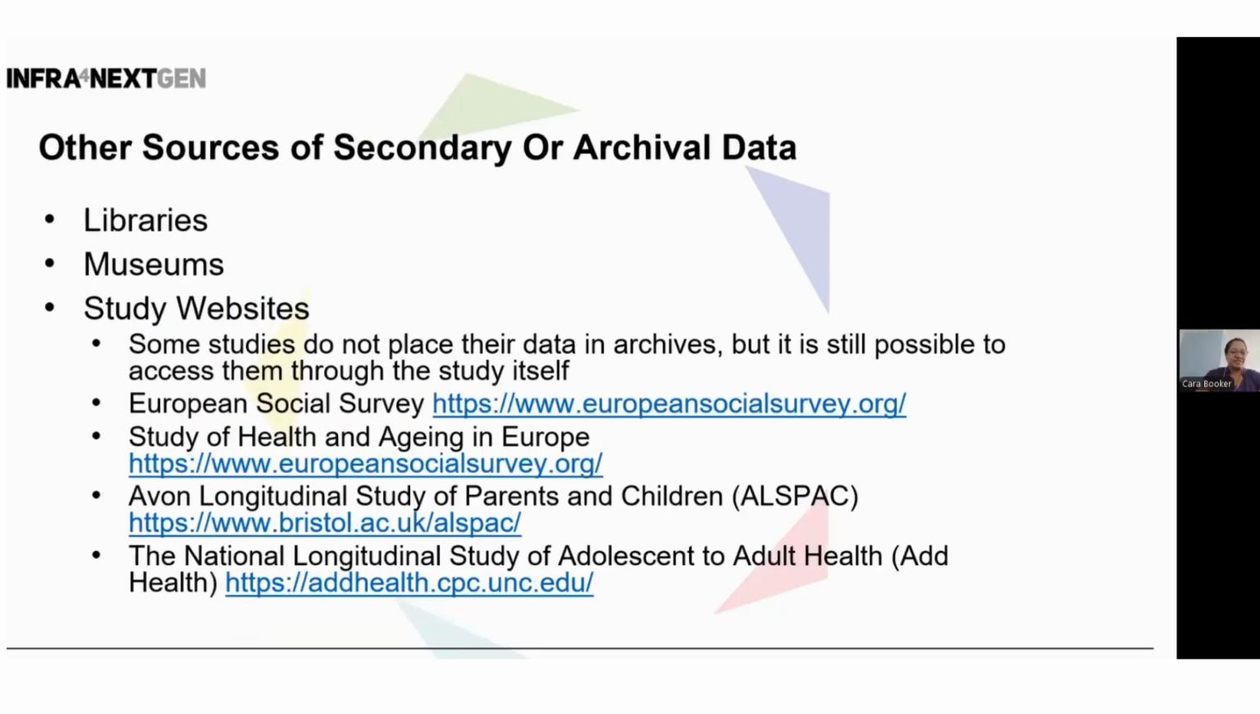Some other sources of secondary or archival data are libraries. Libraries often have lots of archival data in them, museums, of course, and study websites themselves. So some studies choose not to deposit their data into archives such as CESSDA, but they do allow access to their data through their website. The European Social Survey is a good example of this. If you go to their website, you can find out how to access their data.